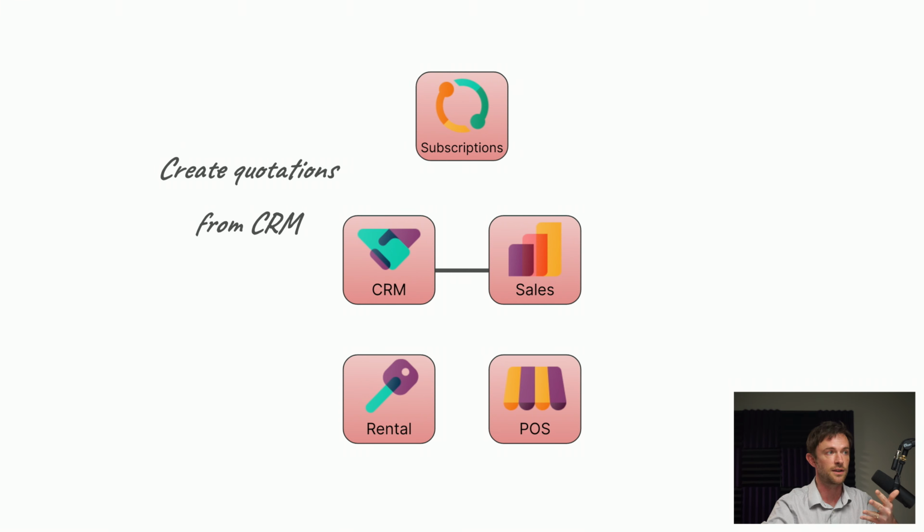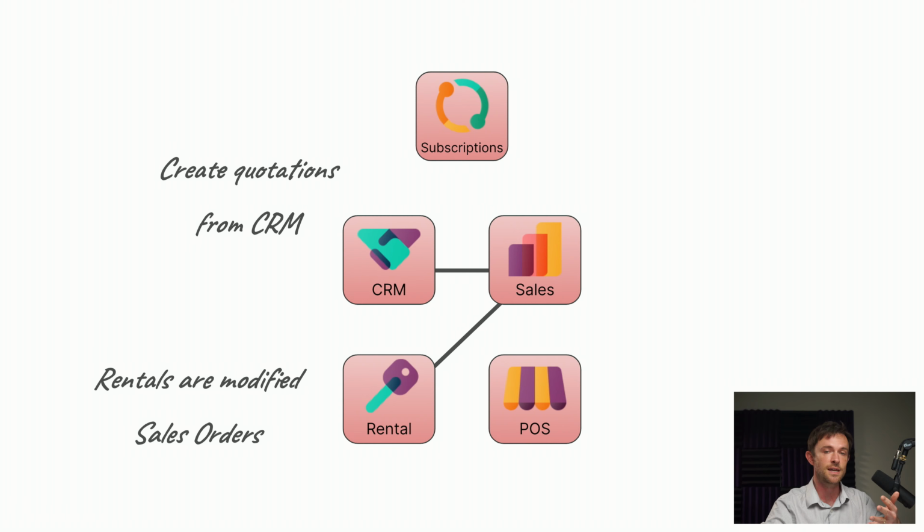You could also call that native quoting. So say your sales rep is working with a customer for a couple weeks on a CRM opportunity and they're ready to make a quote. They click a button and suddenly they're using the sales app to make that quotation, but it's all part of that same smooth workflow. Any rental order is basically just a modified version of a sales order, because it shares all the same characteristics as a sales order, but it also has rental abilities. And then same thing with subscriptions. Subscriptions are really based around sales order functionality. The main difference is that there are recurring products and it's going to automatically generate more invoices over time.